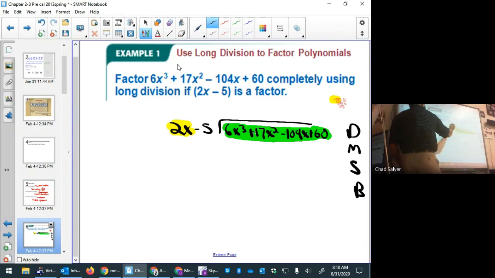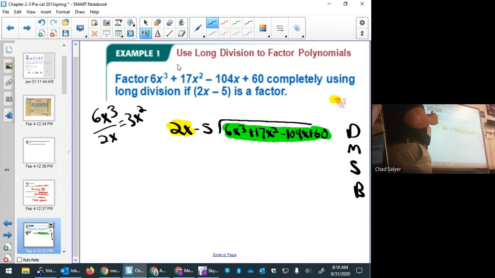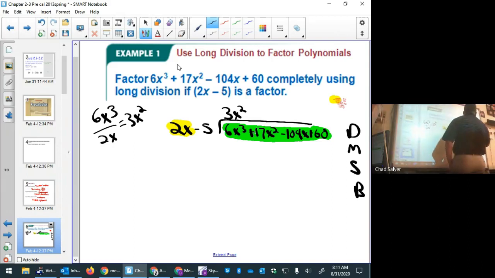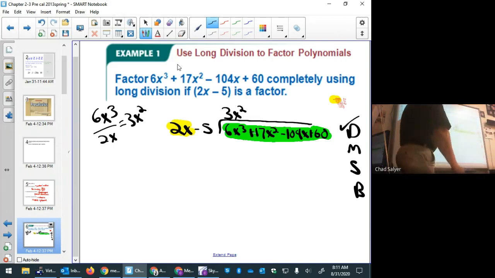So how many times will 2x go into 6x cubed? I can write that here. You guys see how that's 3x squared? So 3x squared goes up here. That's the divide part. Then we multiply. 3x squared times 2x, 6x cubed. And then 3x squared times -5.